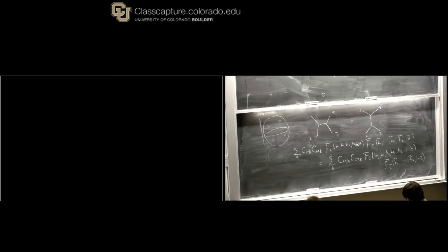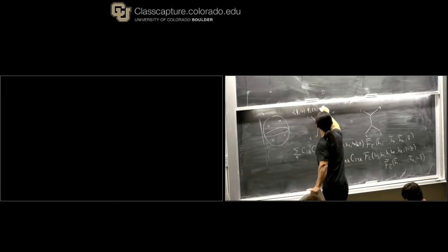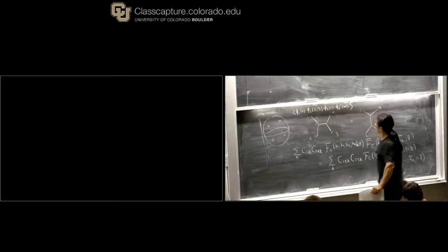So in particular, this is for phi 1 at 0, phi 2 at z, phi 3 at 1, and phi 4 at infinity. If I exchange 1 with 3, effectively the cross ratio z gets changed into 1 minus z. And this is explicitly the crossing equation, one particular way of writing the crossing equation for the four-point function on the sphere. Any questions about this?